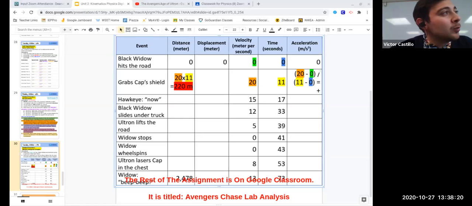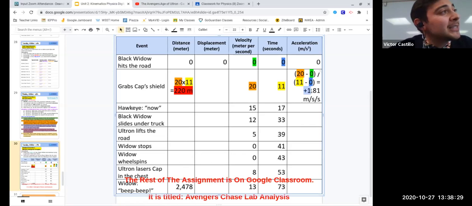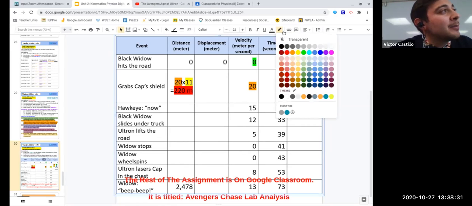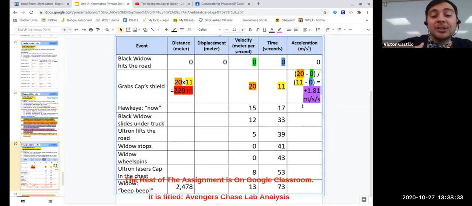Divided by 11 is 1.81 watts. Be specific on my units, please. Thank you, Emily. Meters per second per second. That makes sense because that means when she grabbed Captain America's shield, she sped up. She accelerated, right? She accelerated. Okay?